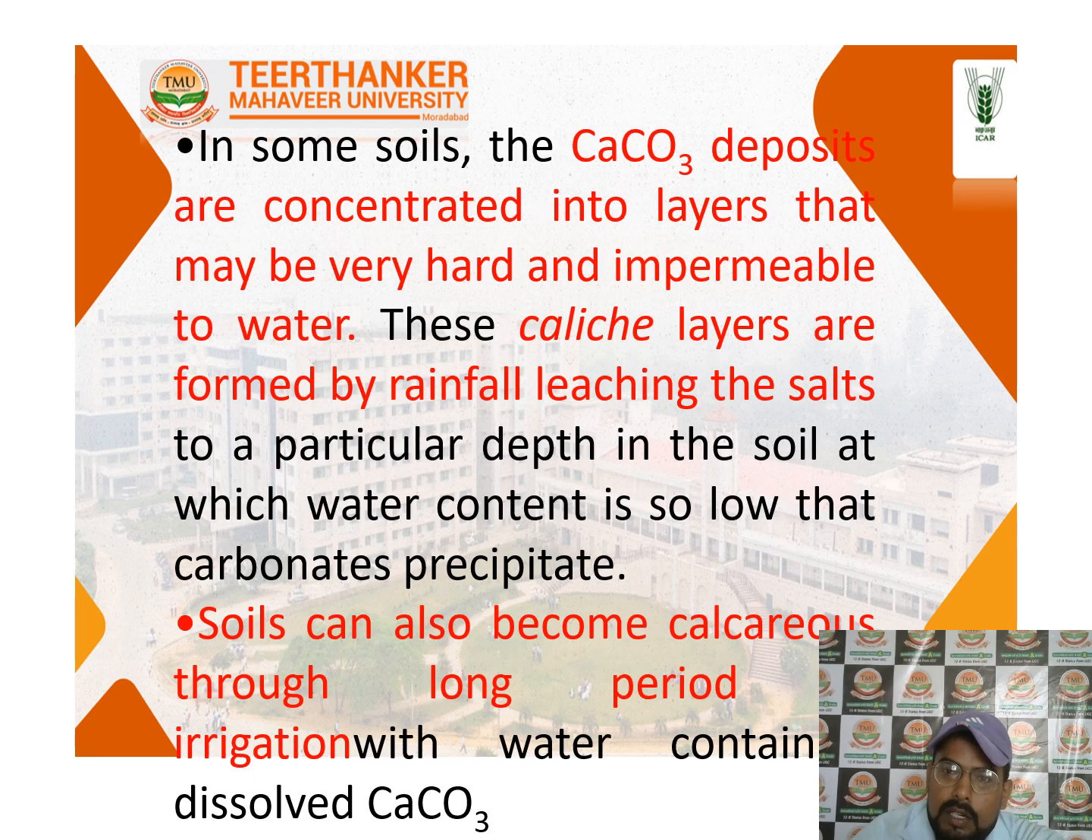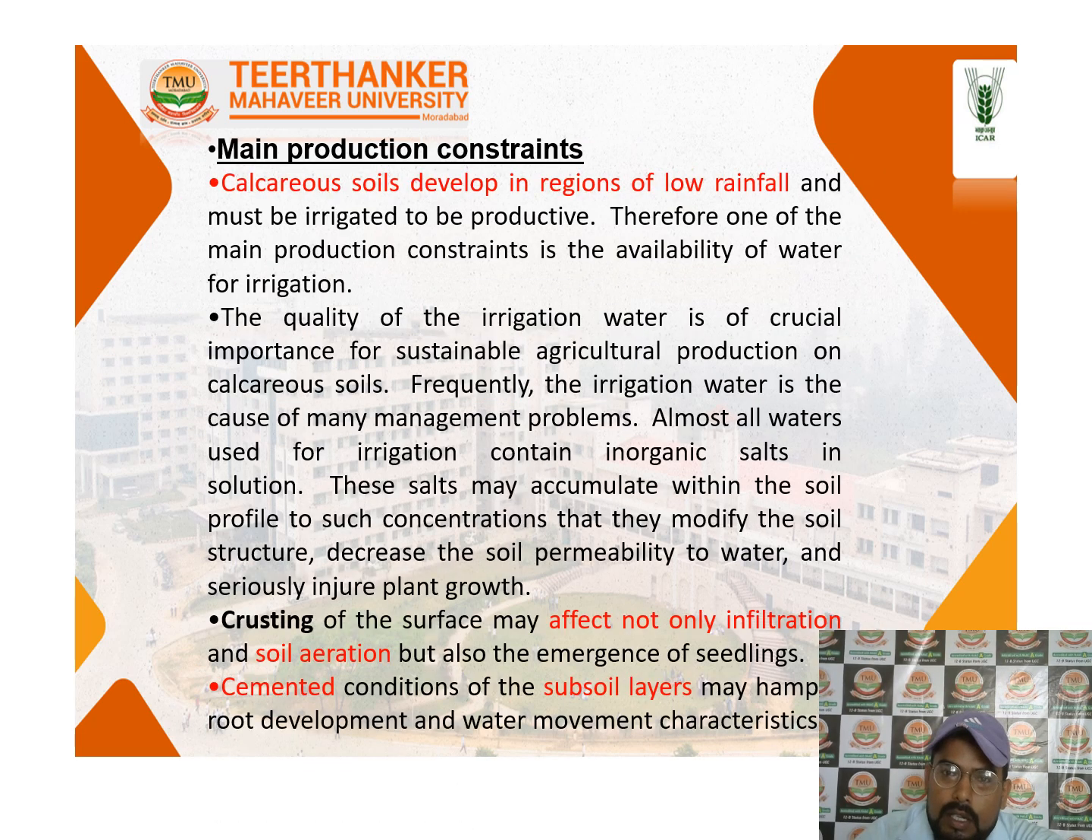In some soil, calcium carbonates are deposited as a layer that is hard and impermeable. That means it creates a subsurface hardpan and decreases leaching or percolation in the soils, and the rainfall leaching of salts and percolation. The soil can also become calcareous through a long period of irrigation, with water that dissolves calcium carbonate. Calcareous soil develops in regions with low rainfall, where productive lands must be irrigated.